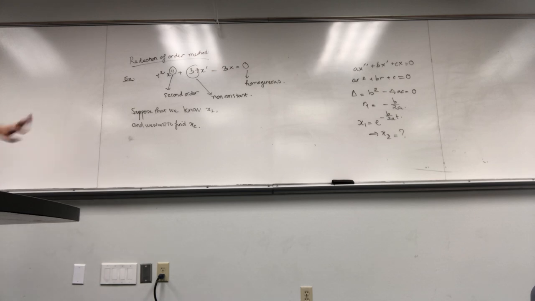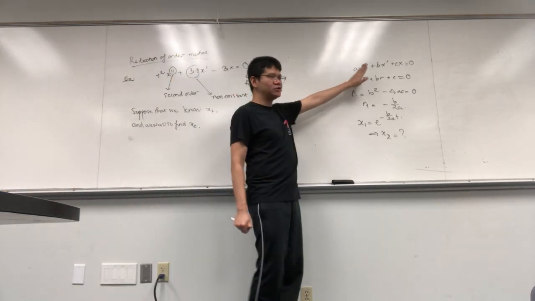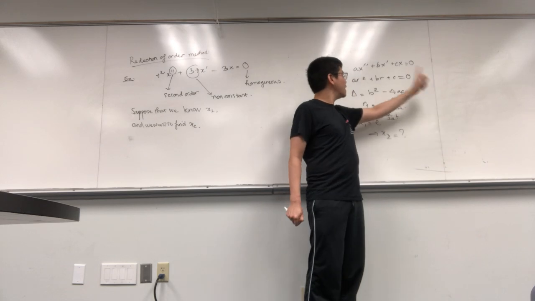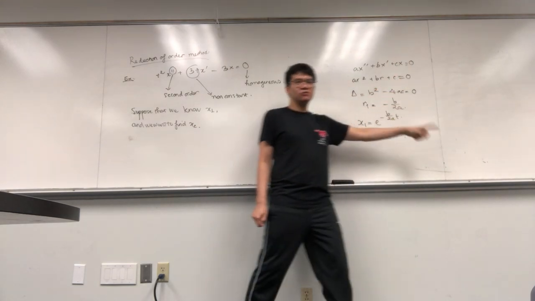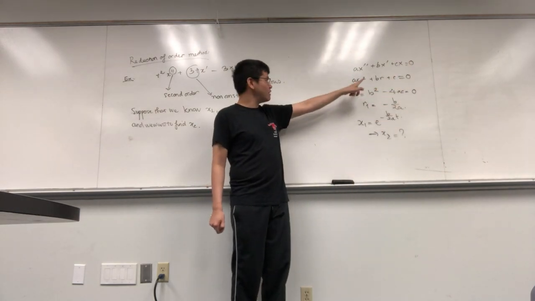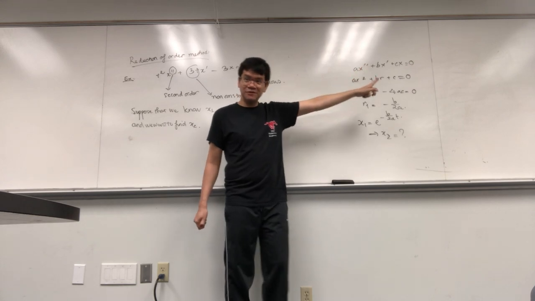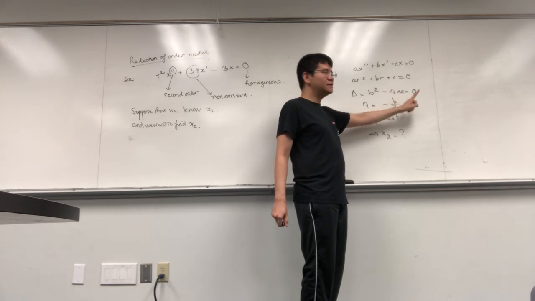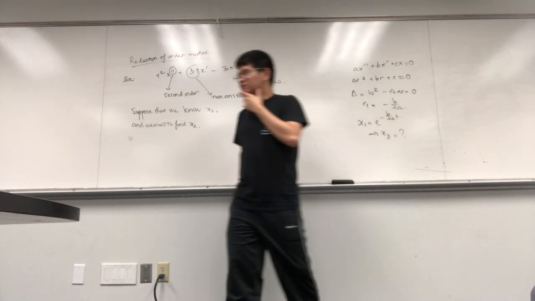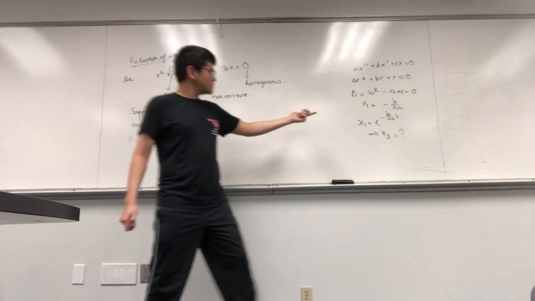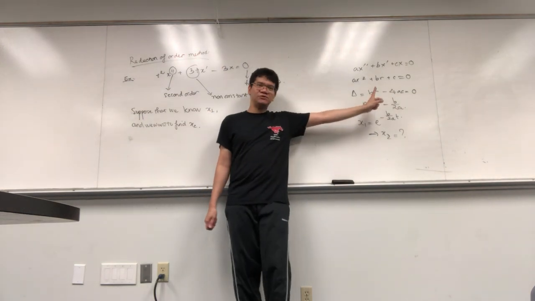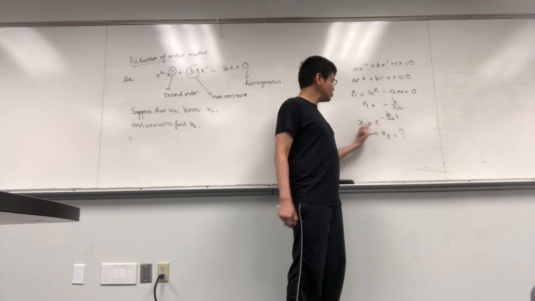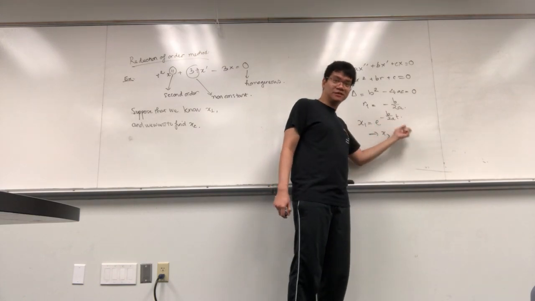Remember that? All right, so this is the same as this situation. You have ax second plus bx prime plus cx is 0. You write out the characteristic equation, you have a r square plus br plus c. You compute the delta, you have b square minus 4ac is 0. So in the previous class, I mentioned that in this case, you have a double root, which is minus b over 2a. So x1 should be exponential of minus b over 2a t.